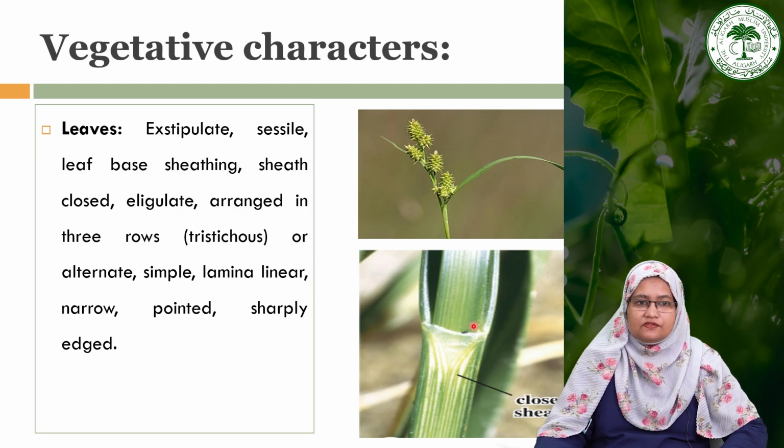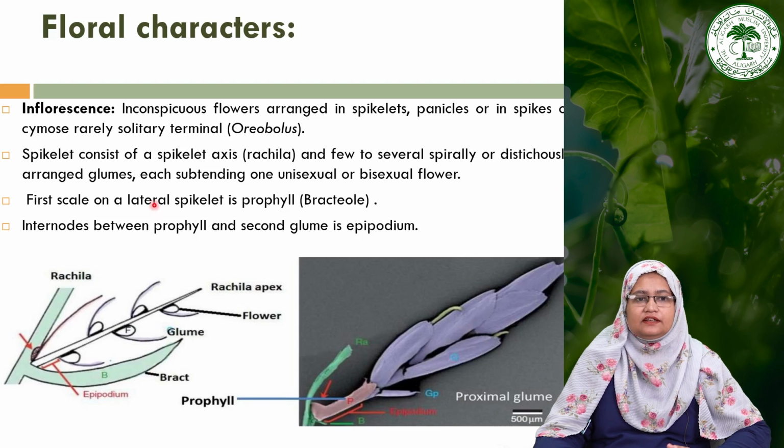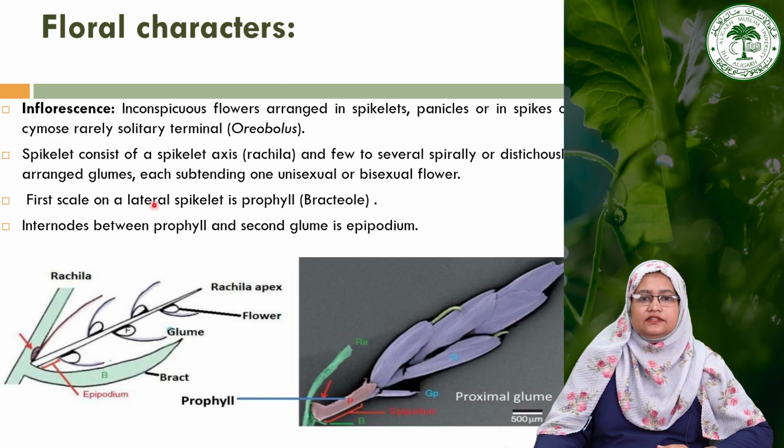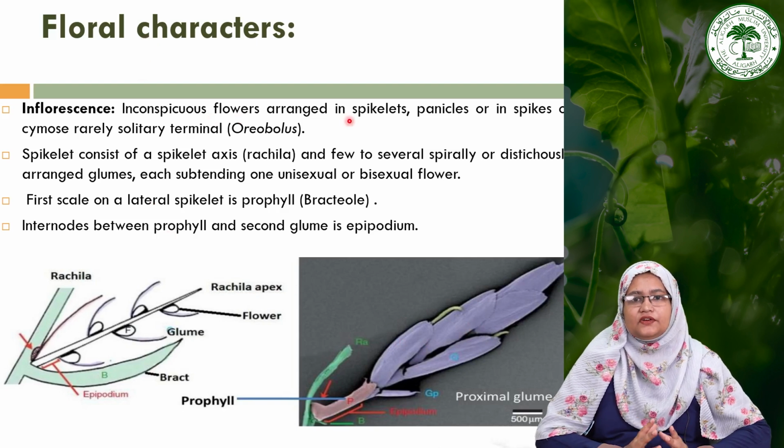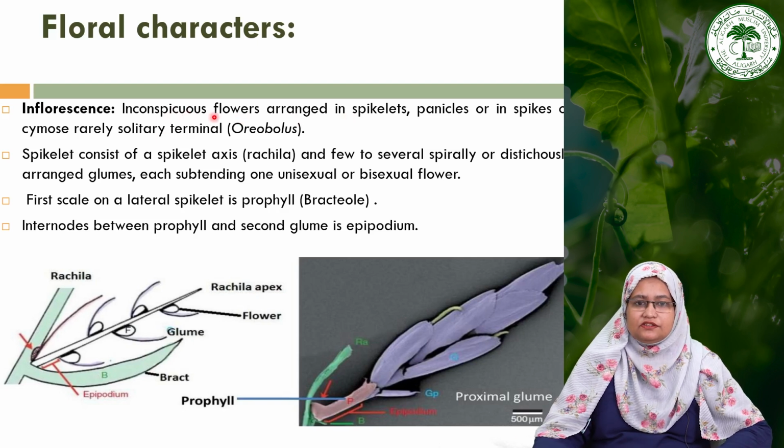Now moving towards the floral characters, starting with the inflorescence. The flowers are inconspicuous and arranged in spikelets, maybe panicles or in the form of spikes or cymes, and they may rarely be solitary and terminal, as in the case of Oreobolus.